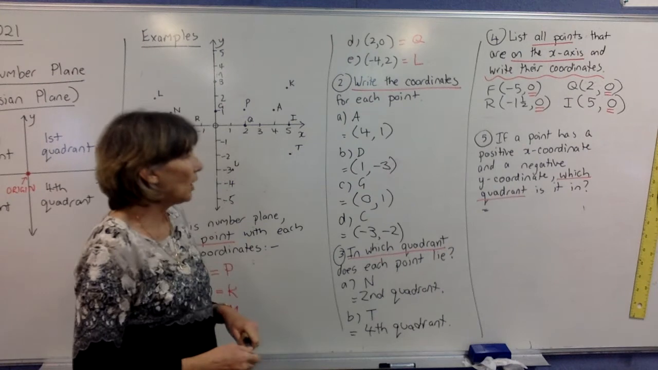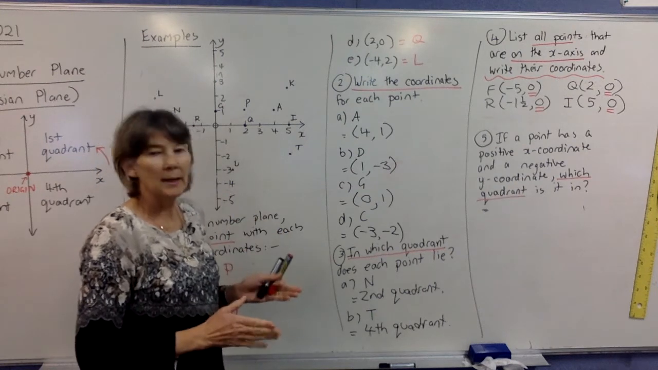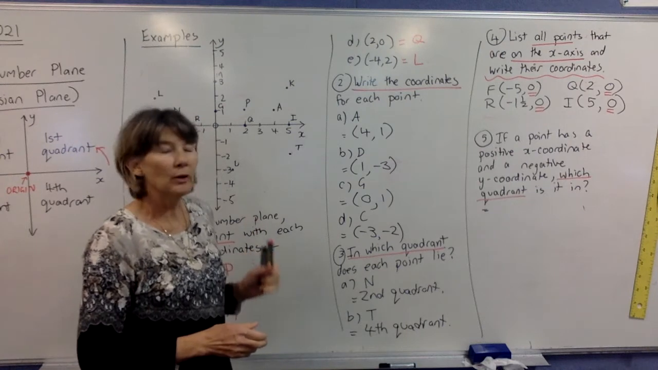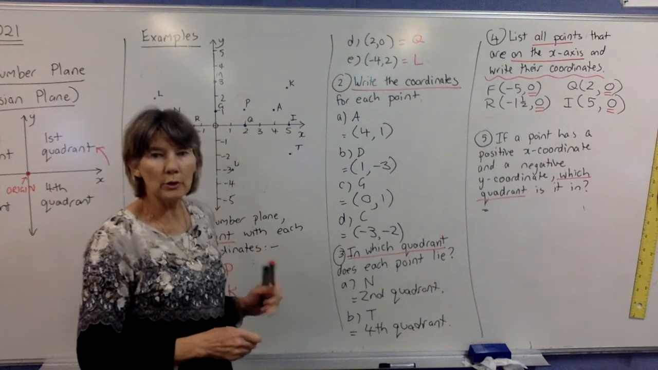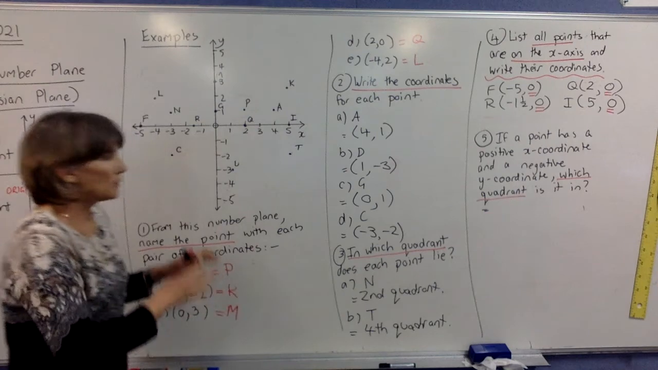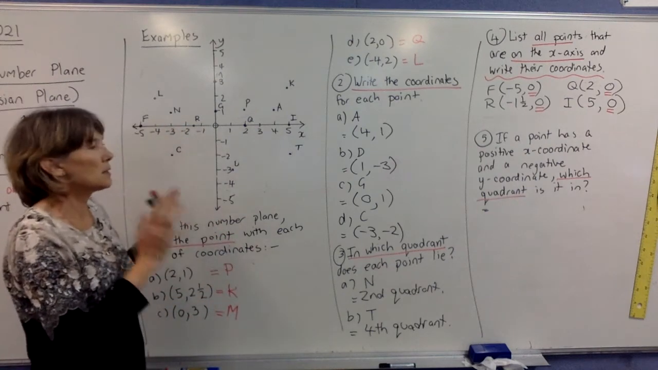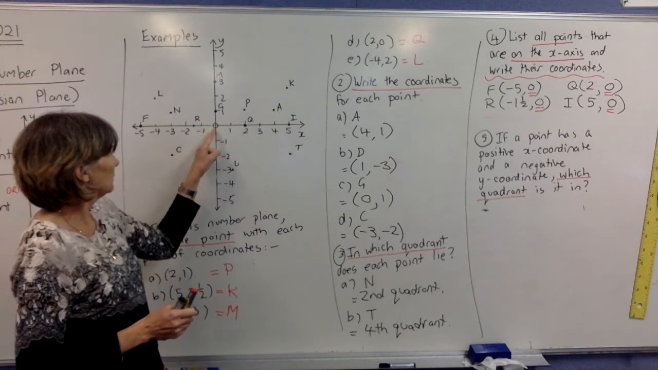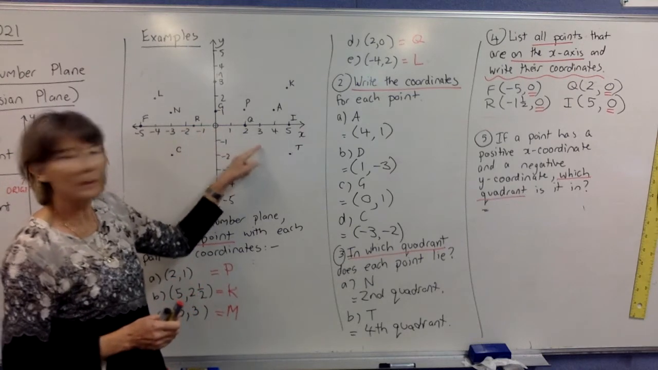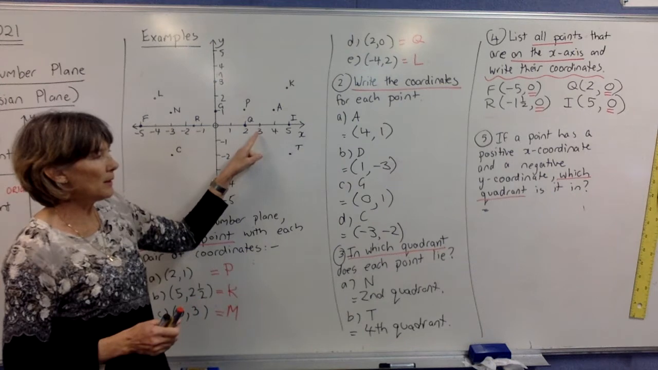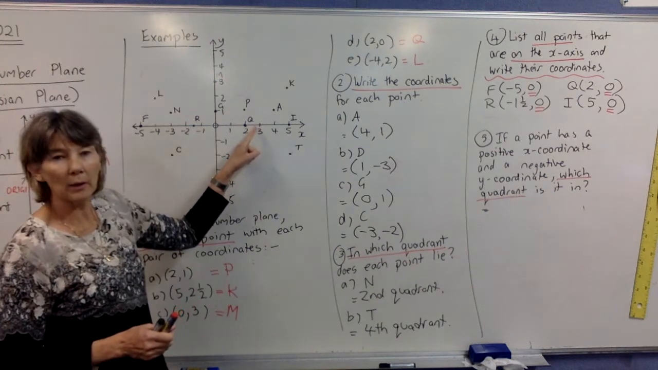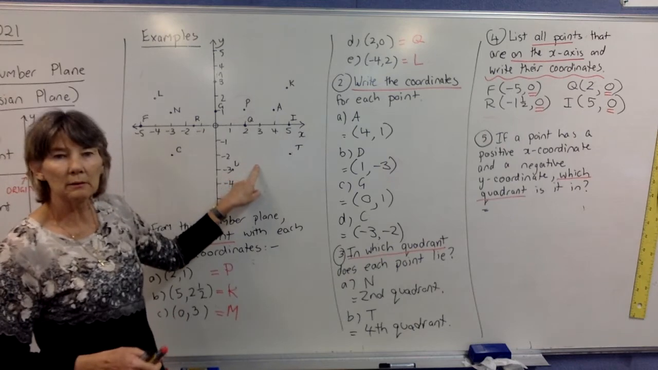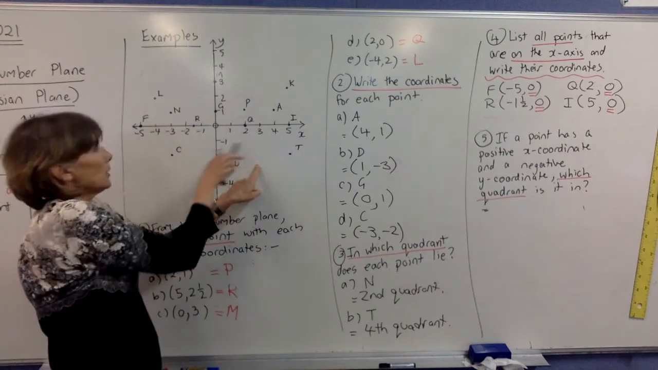Okay, now in number 5, it says, if a point has a positive x coordinate and a negative y coordinate, which quadrant is it in? Now, it's got nothing to do with any of the points here, but let's do what it says. A positive x coordinate. So the positive x coordinates are all up here, they're not down there. So we're up here. Now, a negative y coordinate, that will drop us down into here. What quadrant is that? First, second, third, it's the fourth one.